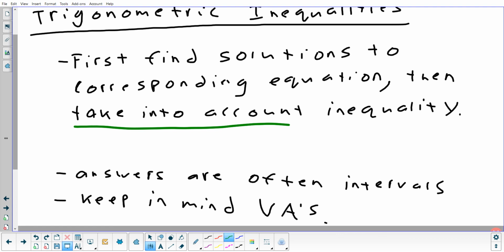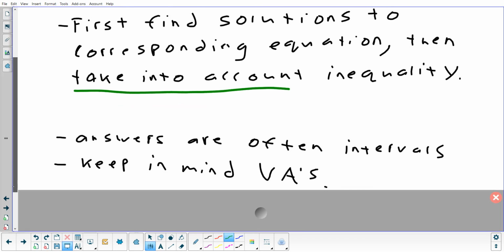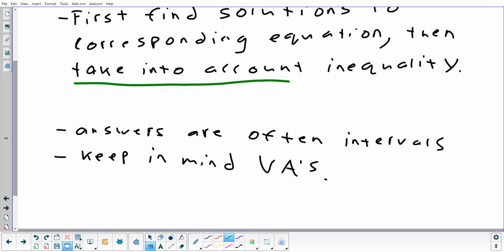So the answers here, in fact, when we're solving an inequality, I can pretty much say the answers are always going to be intervals. They're not often, but I think, yeah, they're always going to be an interval. And keep in mind vertical asymptotes, because a vertical asymptote breaks your interval. Okay? It breaks it in half.